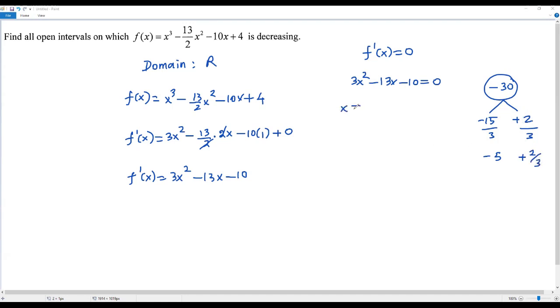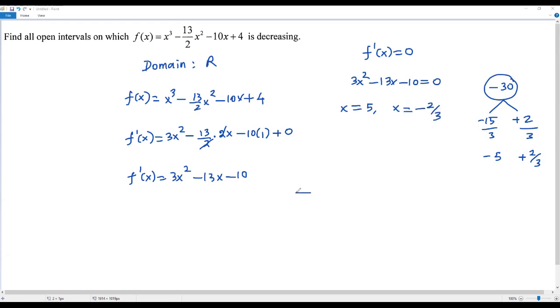Now to get the two values of x, I have to change the sign of each of these two factors. When I change this negative sign, I'm getting positive 5, so that's the first value of x. When I change this positive sign, I'm getting negative 2 over 3, that's the second value of x.